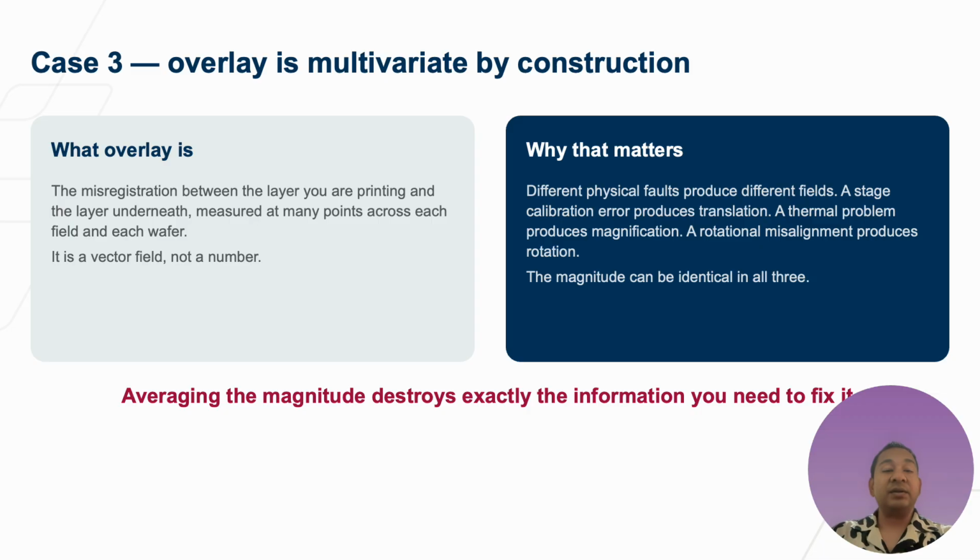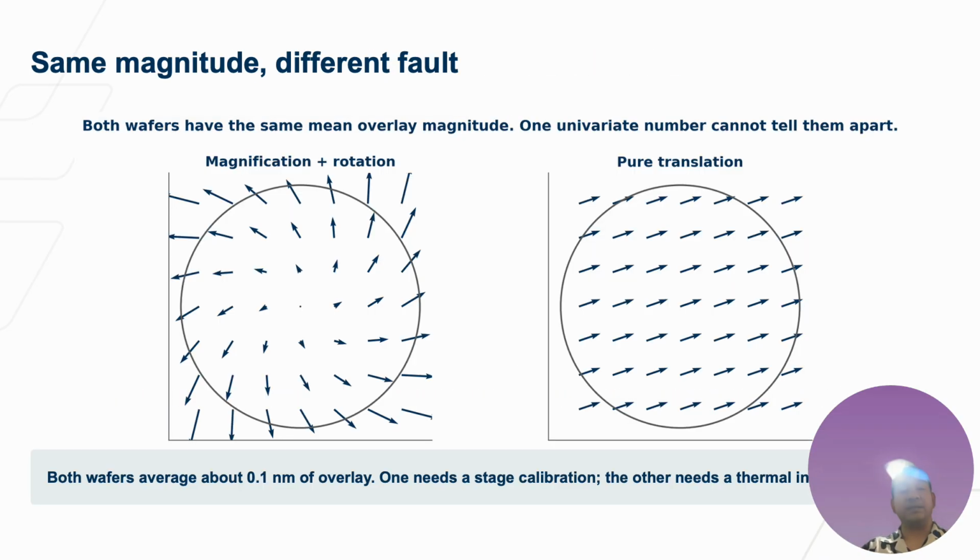A stage calibration error produces translation, everything shifted the same way. A thermal problem produces magnification. The field expands from the center. A rotational misalignment produces rotation. The magnitude can be identical in all three. If you compute overlay magnitude across the wafer and chart that one number, you get the same value for all three faults, and they have completely different fixes: a stage calibration, a thermal investigation, and a pre-alignment check. Averaging the magnitude destroys exactly the information you need to fix it.